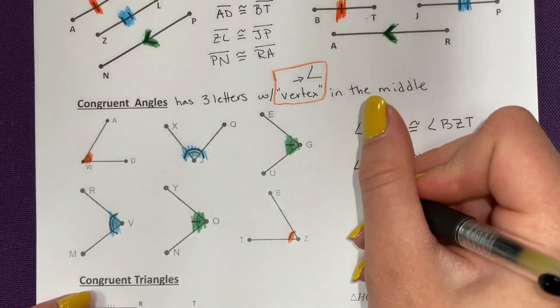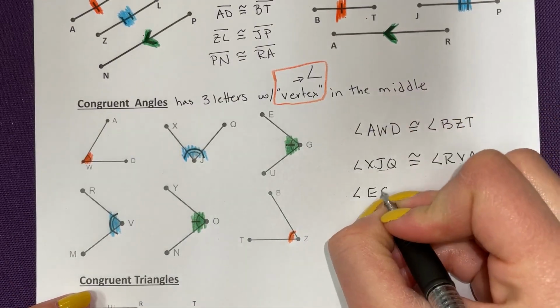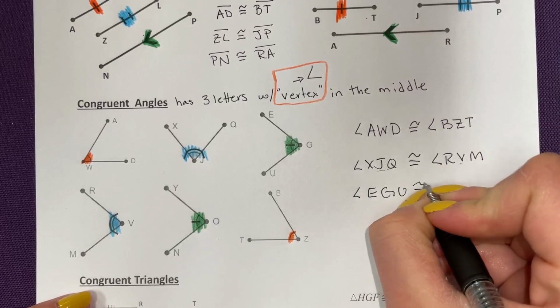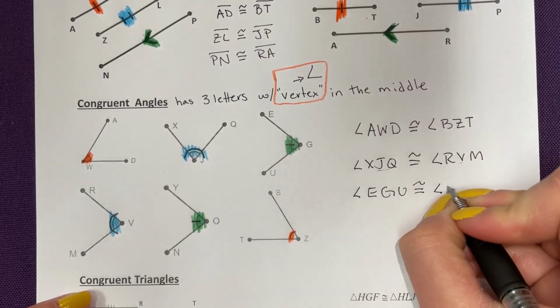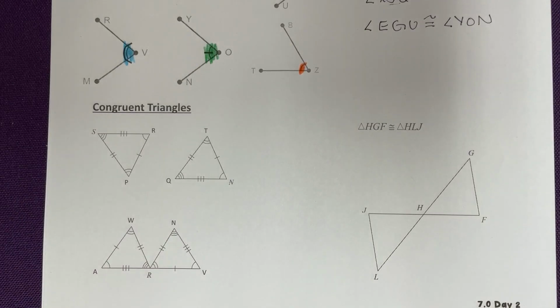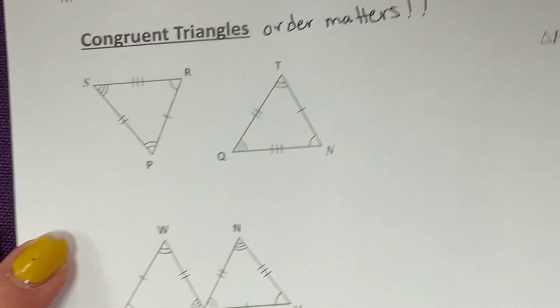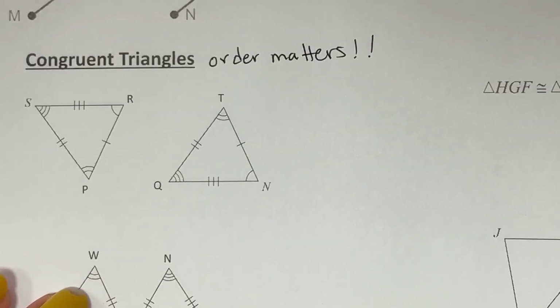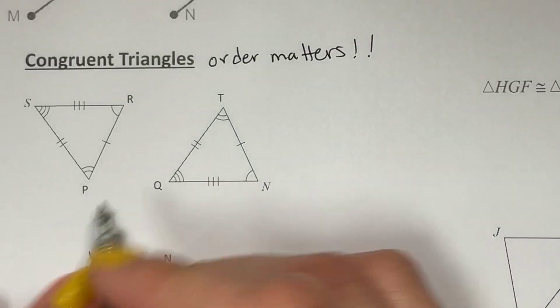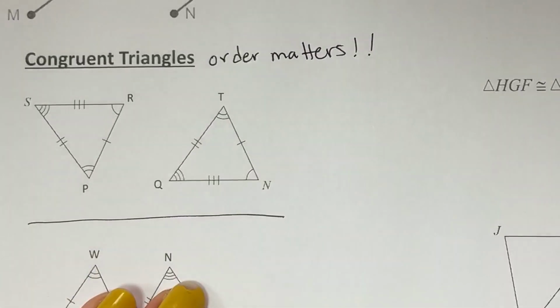So my last set of congruencies is angle EGU is congruent to angle YON. All right, next up is congruent triangles. So this is important. The order matters, okay? So we are saying right here that these two triangles are congruent.